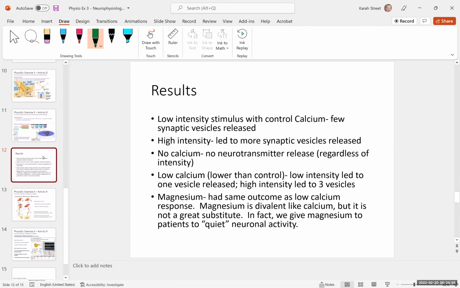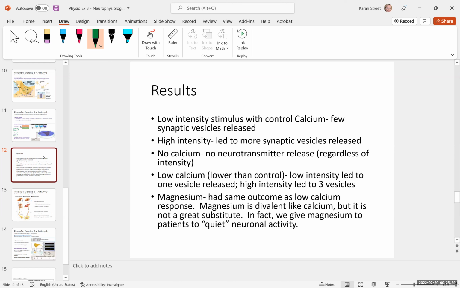With the control calcium and low intensity stimuli, say every 2 seconds, few synaptic vesicles fused and exocytosed. When action potentials were more rapid, high intensity, this led to more calcium entering the cytoplasm of the terminal bouton, more synaptic vesicles fusing and exocytosing, and that meant more neurotransmitter in the synaptic cleft. With no calcium, there was no neurotransmitter release, regardless of the intensity.